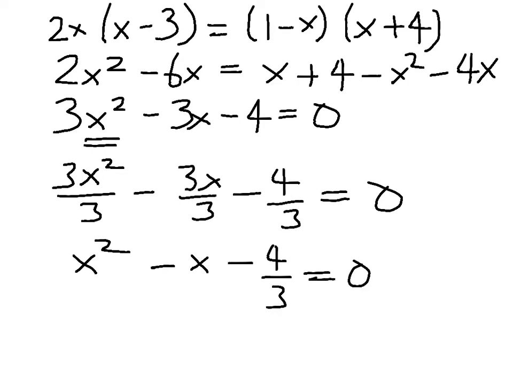The next thing that you need to do is to rewrite the equation such that the terms x squared and x appear on the left hand side, but the constant appears on the right hand side of the equation. We will move minus 4 over 3 to the right hand side and we will get x squared minus x equals 4 over 3.